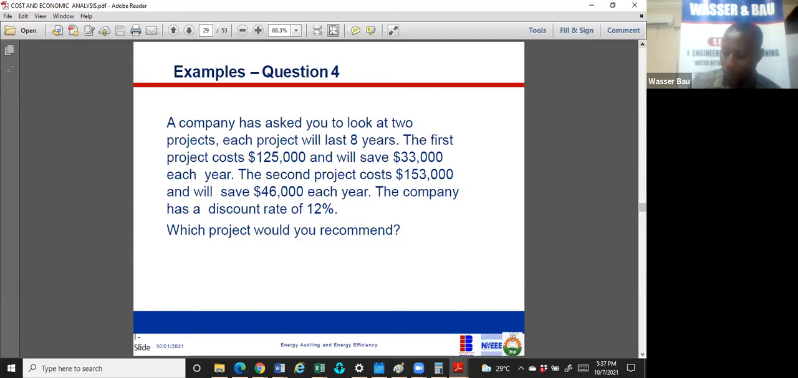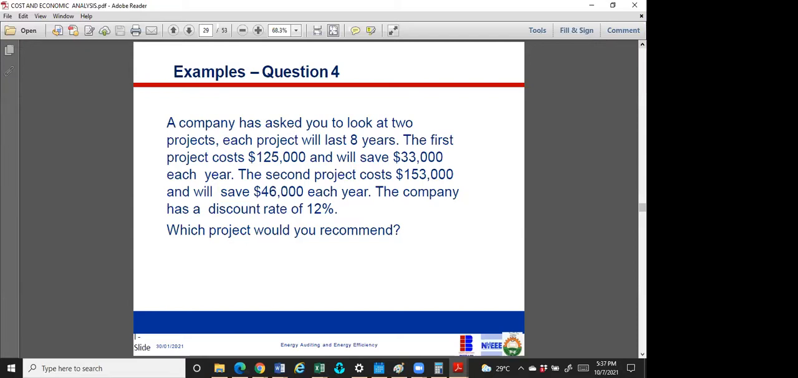Well, from my own perspective, just looking at it physically without doing the estimation of what would be the savings, I think I would say we should go by project 1, which will cost $125,000, and we'll be saving $33,000 yearly. Okay, thank you.